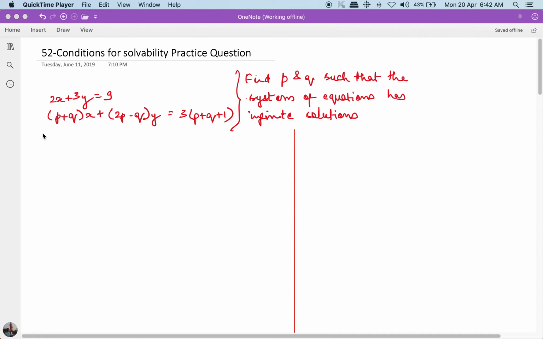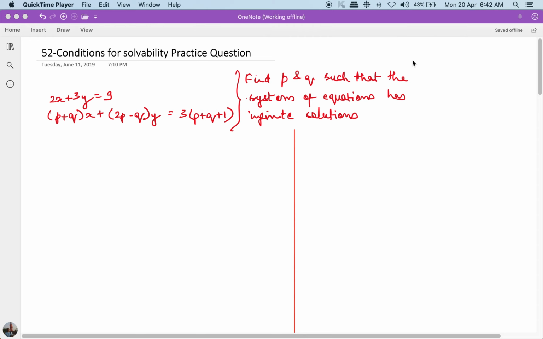Hello friends, welcome to another practice question of conditions for solvability of linear equations in two variables. This question was also asked in one of the previous years. We have to find p and q such that the system of equations has infinitely many solutions.